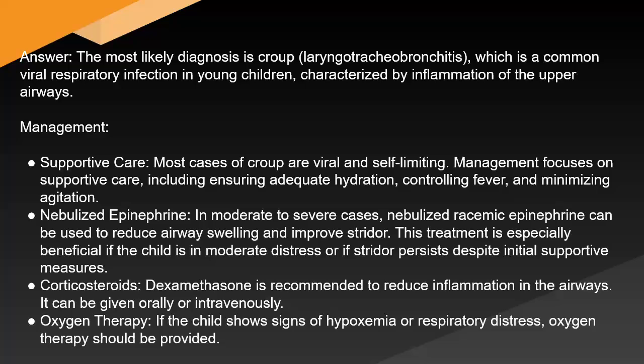Nebulized epinephrine. In moderate to severe cases, nebulized racemic epinephrine can be used to reduce airway swelling and improve stridor. This treatment is especially beneficial if the child is in moderate distress or if stridor persists despite initial supportive measures. Corticosteroids. Dexamethasone is recommended to reduce inflammation in the airways. It can be given orally or intravenously. Oxygen therapy. If the child shows signs of hypoxemia or respiratory distress, oxygen therapy should be provided.